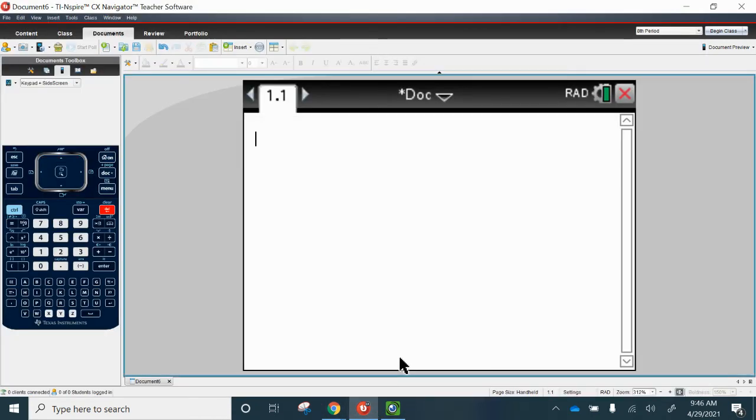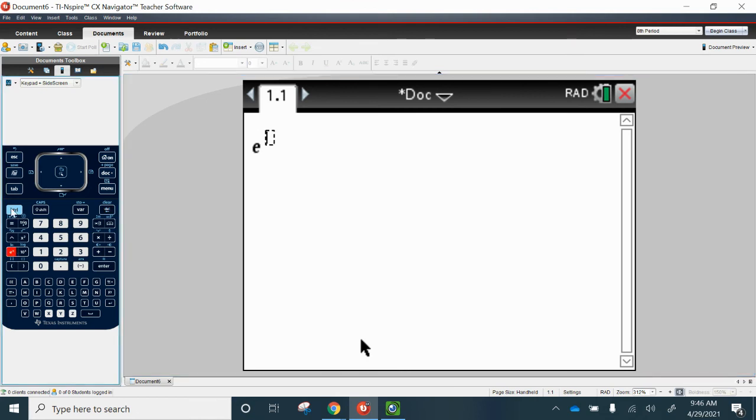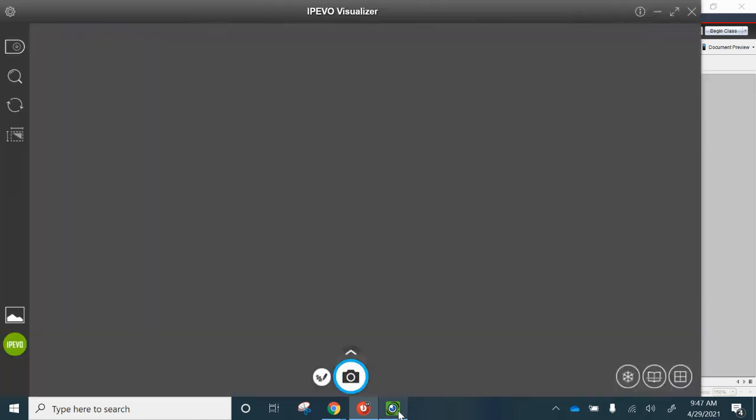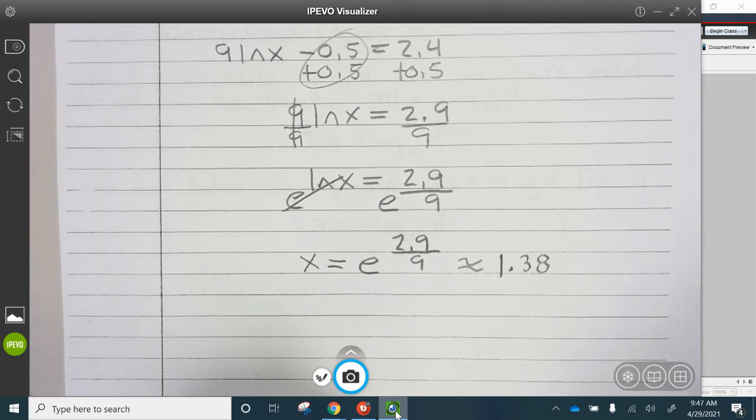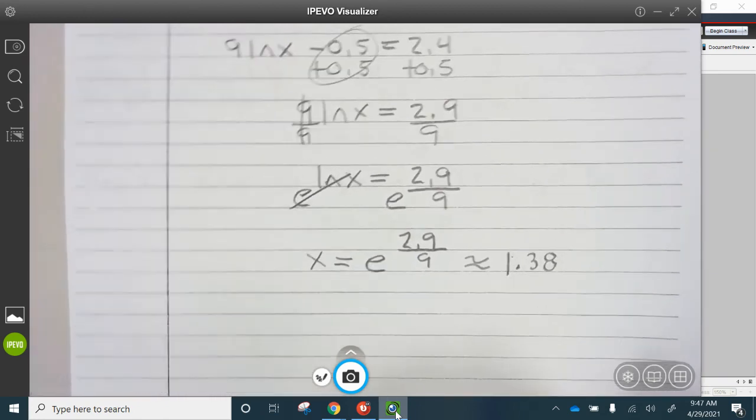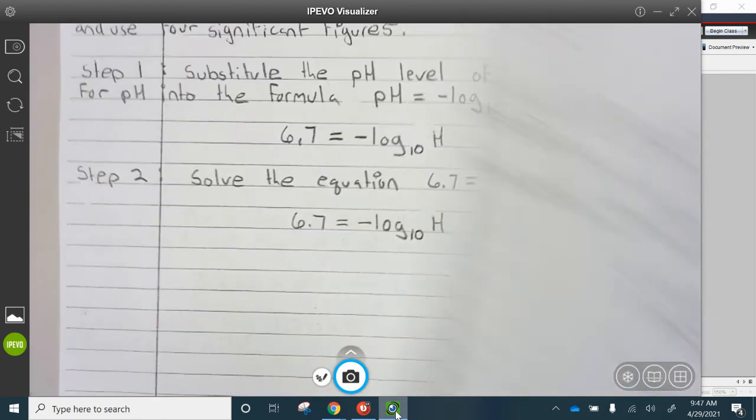All right, so let's delete all this. So then it's e to the, control divide, 2.9 divided by 9 is 1.38. All right, go and finish up question 14. All right.